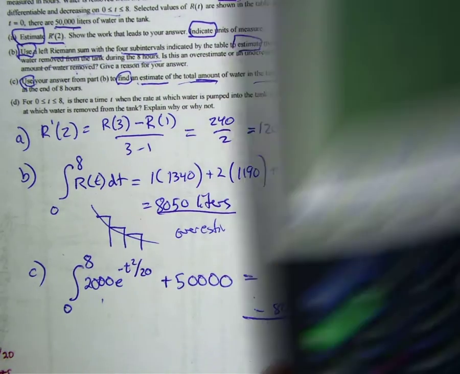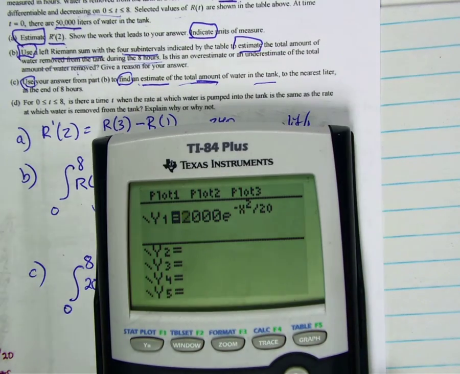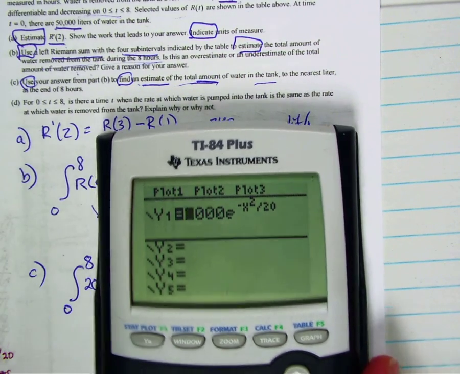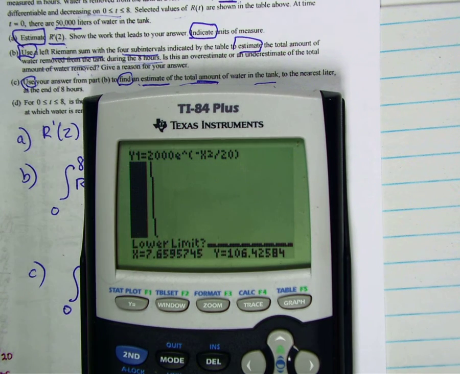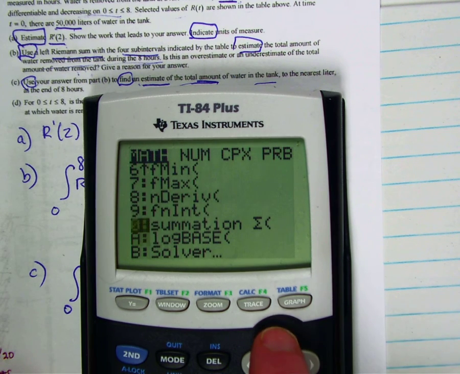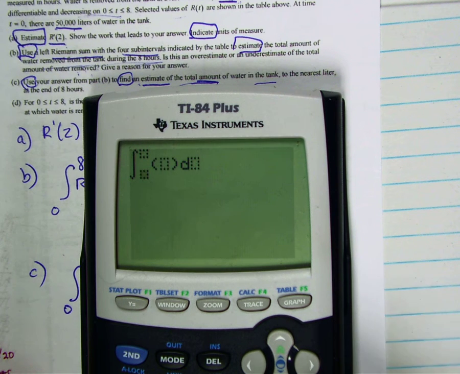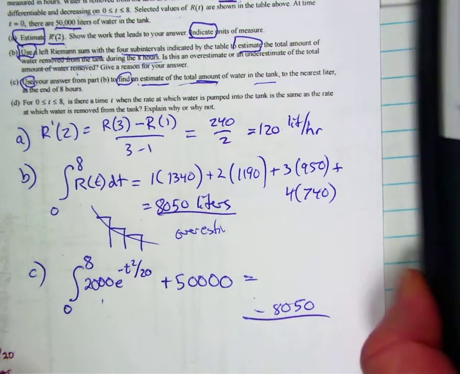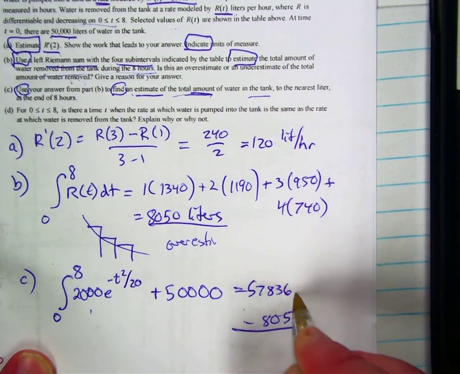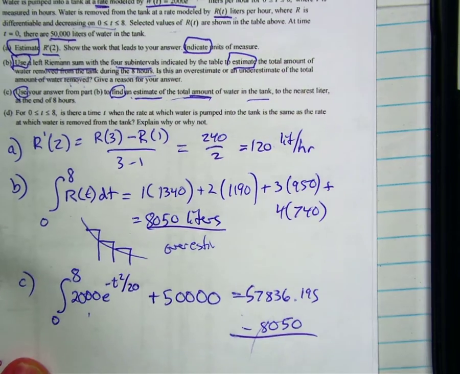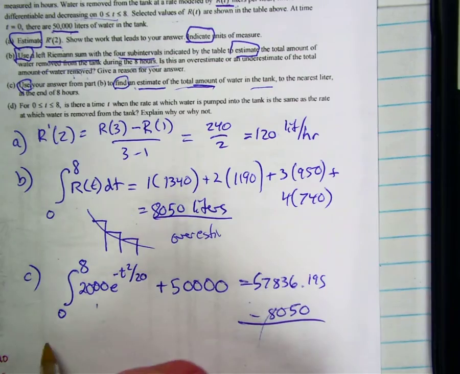This you do on your calculator. Boom. Put it in your calculator: 2,000 e to the negative x squared over 20. Probably the fastest way would be to go to calculate integral and just enter 0 and 8. The other way you could do it is go to function int, 0, 8. I got it stored in the Y1, dx. Boom. 7,836. So your total here is 57,836.195 minus 8,050. I'll let you subtract, find the answer.